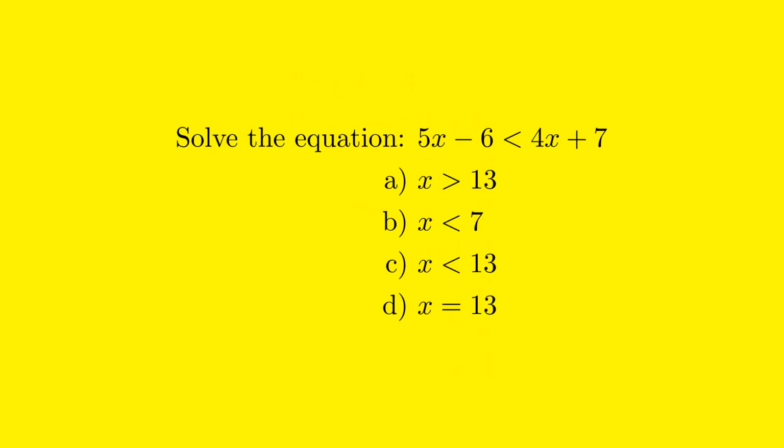In this problem, we are given the inequality 5x minus 6 is less than 4x plus 7. The possible solutions are A, x is greater than 13, B, x is less than 7, C, x is less than 13, D, x is equal to 13. Pause the video now and try to solve the inequality for yourself.